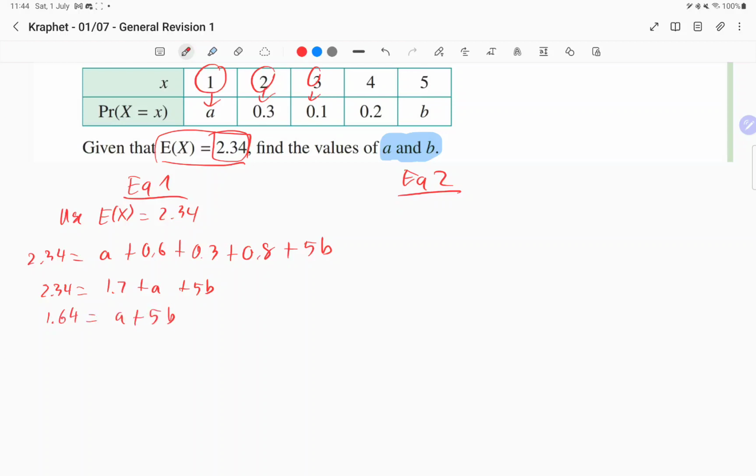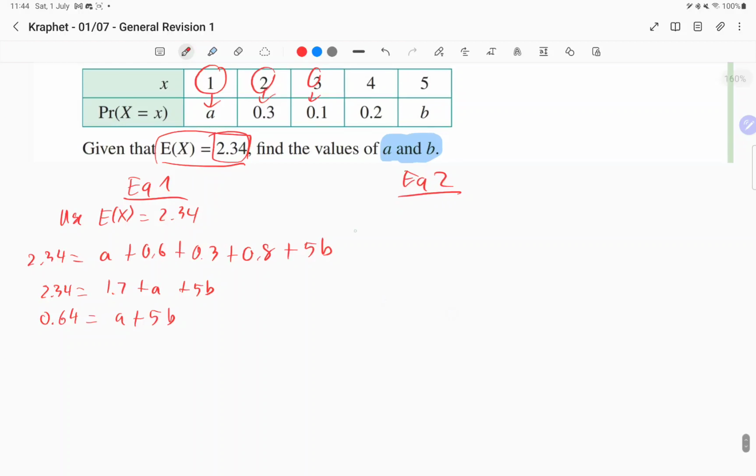You see how it separates those who are actually good at math and those who are not so good actually. 0.64. Okay? You can do the subtraction on the side. You see the answer the same. So that will be equation 1.